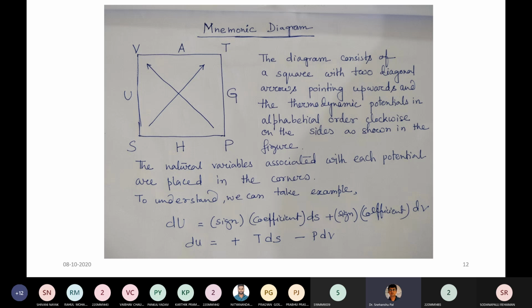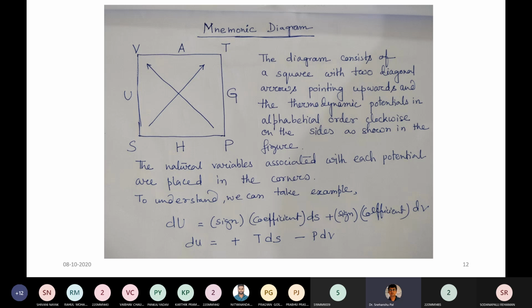If you see the diagram in the slide, the differential expressions for the thermodynamic potentials and the Maxwell relationships can be conveniently remembered in terms of a schematic diagram, the thermodynamic mnemonic diagram. This diagram is in the shape of a square. The diagram consists of a square with two diagonal arrows pointing upwards. If you see more closely, the thermodynamic potentials in alphabetic order are placed clockwise on the sides, and the natural variables associated with each potential are placed at the corners of the square block.